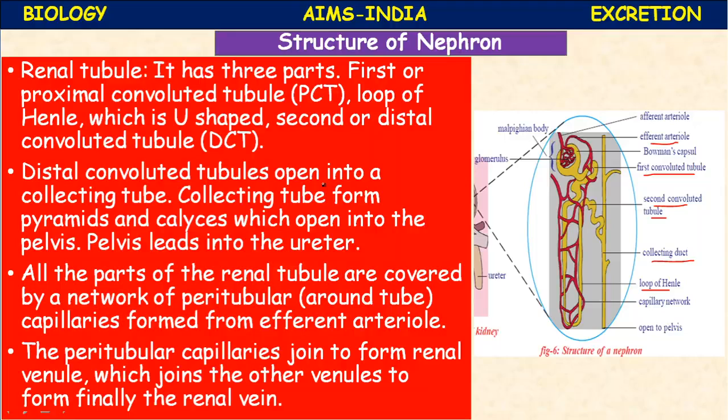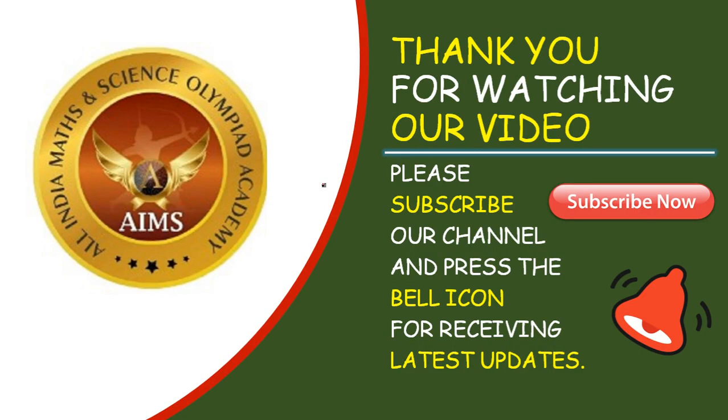So this is the internal structure of the kidneys and the nephron, and why the nephron is considered the structural and functional unit of the kidney. Let us end today's class with this question. Because the filtration takes place in the nephrons of the kidneys, they are called the structural and functional units of the kidneys.